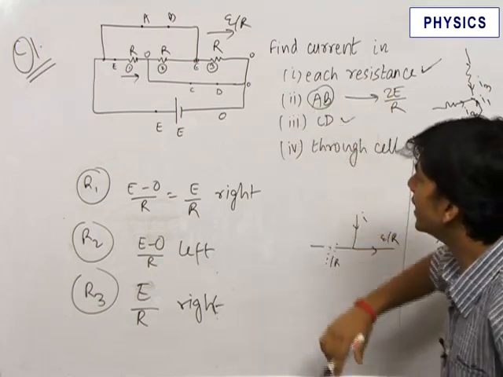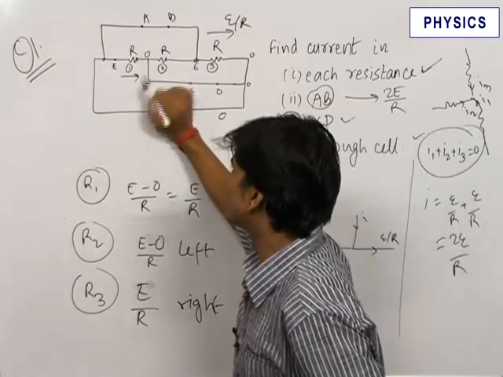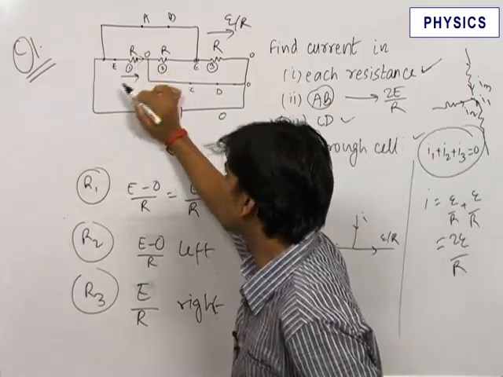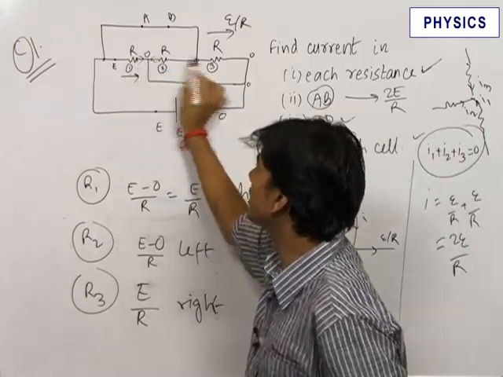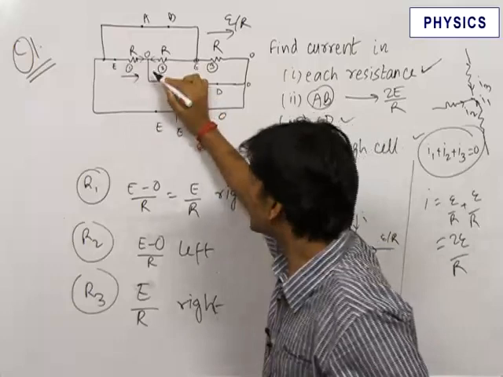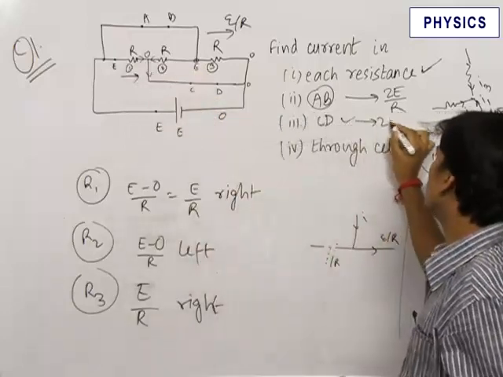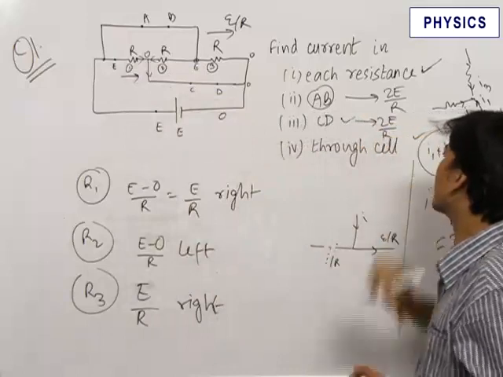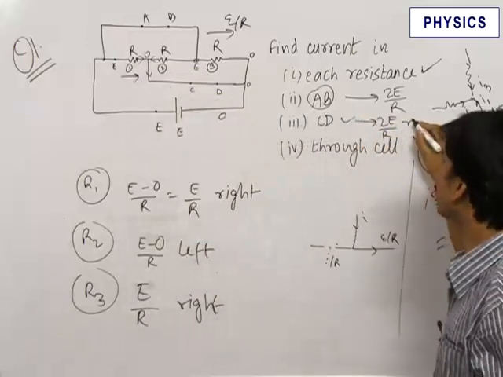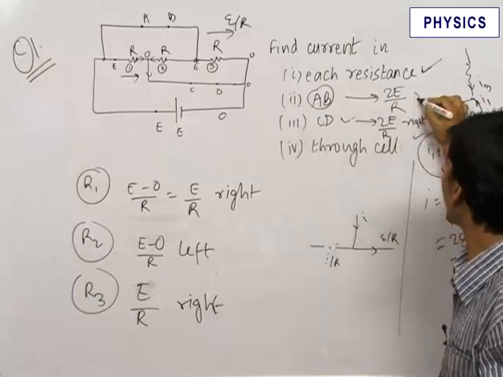Now for finding out CD, we analyze this junction. At this junction, E upon R current is coming from here and E upon R current is coming from here. There is no other path, so all of this current will go into this wire. Therefore the current through the wire CD is 2E upon R again towards right.